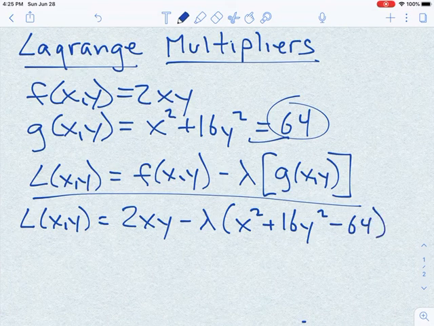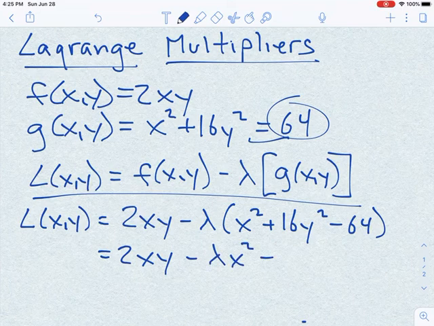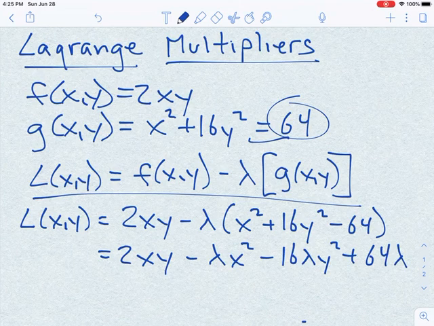And then let's multiply through. So we have 2xy minus lambda x² minus 16 lambda y² plus 64 lambda. That is our Lagrange function, simplified. So that's the first step.